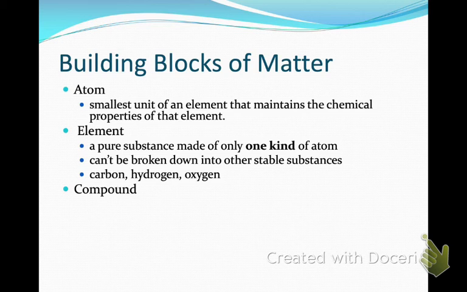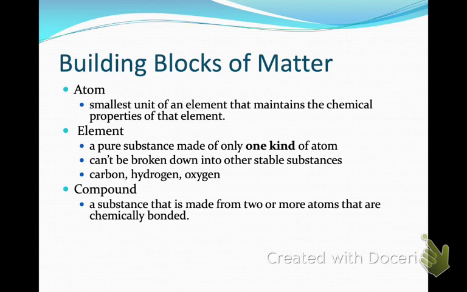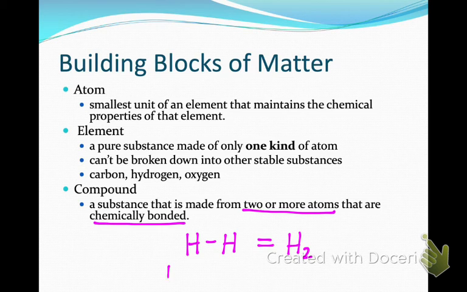Lastly here, we're going to look at something called compounds, and we're going to get to these at the end of the chapter, but I want to introduce them to you first. Compounds are a substance that's made when 2 or more atoms chemically bond together. Okay, so that means that if I have a hydrogen bonded to another hydrogen, that makes a molecule or a compound of H2. But if I just have 2 hydrogen atoms hanging out next to each other, not bonded, that does not make a compound.